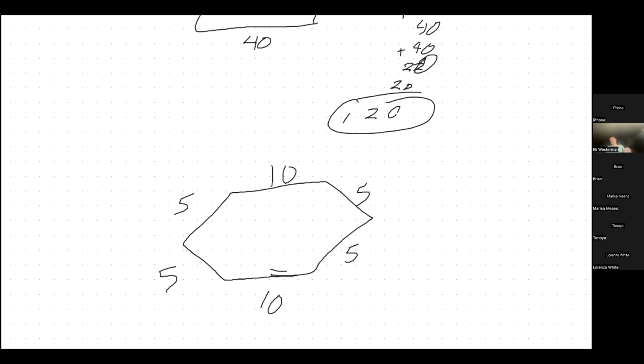So solve this. Put it in the private chat, or put it in regular chat. What is the perimeter? And remember, you're going to solve for perimeter by adding up all the sides. That's just how you find perimeter. You add up all the sides. So what is the perimeter? Somebody put it in the chat for me, please.